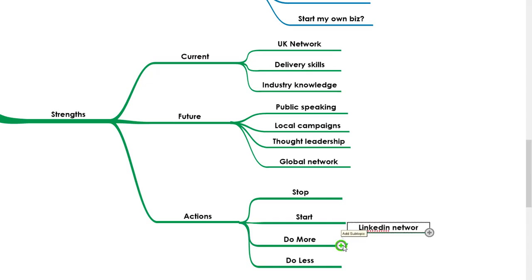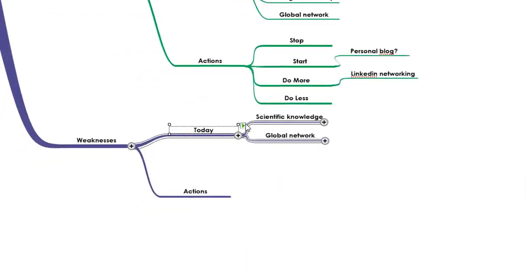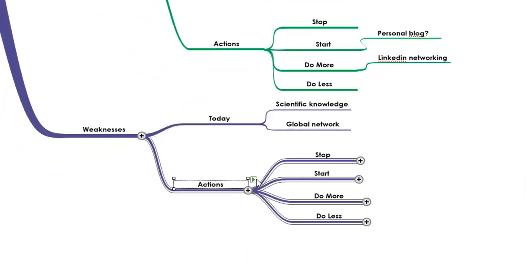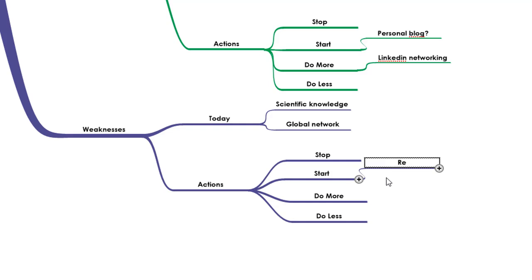For example, we might do more connecting internationally on LinkedIn to build that global network. We might start a personal blog to share our professional expertise on certain topics and build that thought leadership. The same principle and process applies in the weakness area of the mind map. And as you identify tangible actions to take in response to your strengths and weaknesses, you're actually starting to build out your own career development plan, targeting key things that you want to improve and capturing them all coherently in one place using the Inspiration Mind Map.